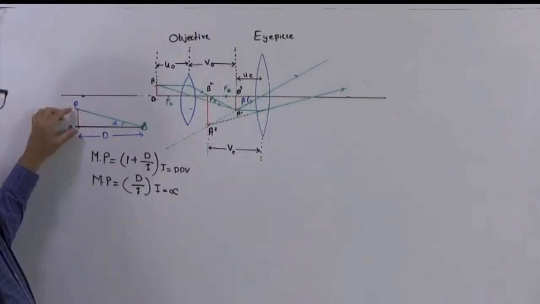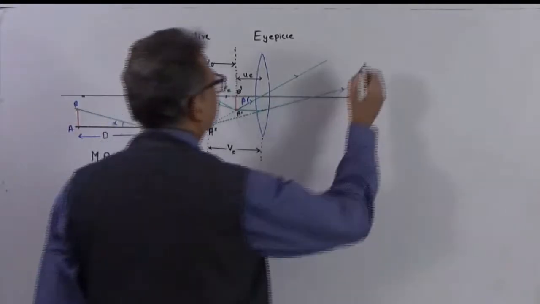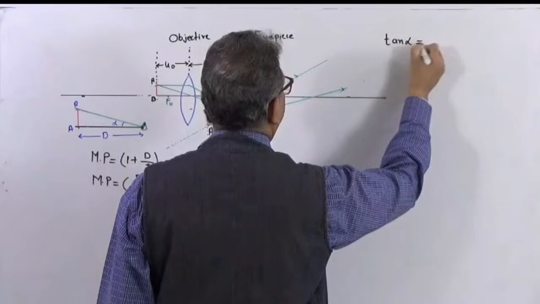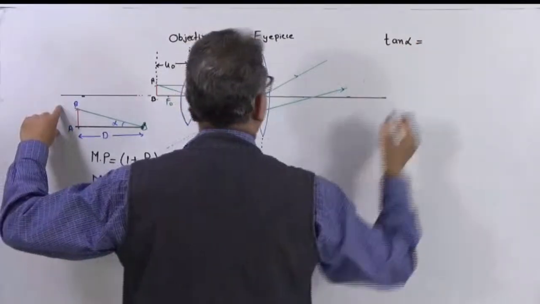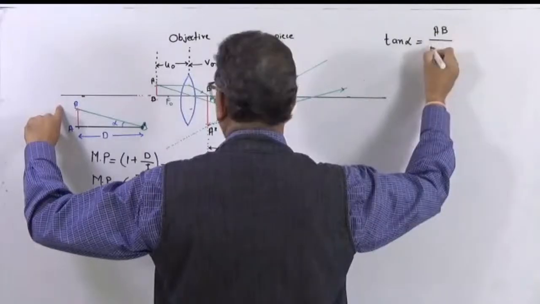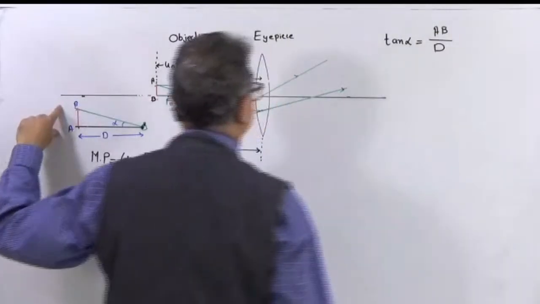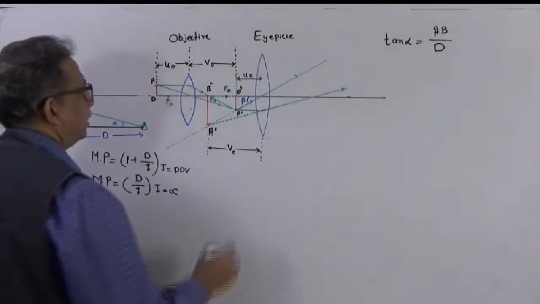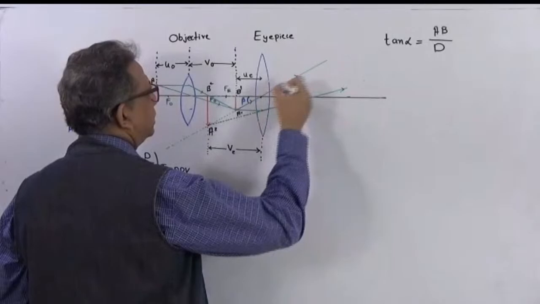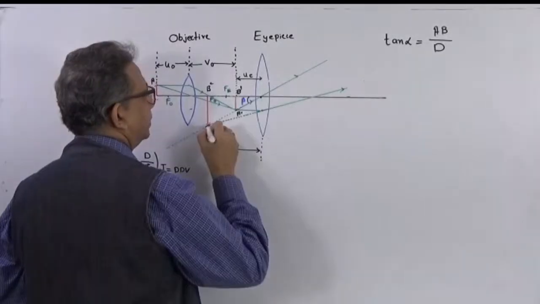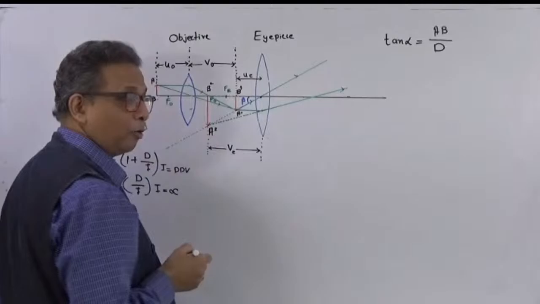So we always write that tan alpha is going to be equal to AB upon D. So this is going to be your tan alpha. Now here, as you will see, this is the deviated ray which is passing through A1, B1. This is a normal ray optics diagram that we have been drawing up till now.